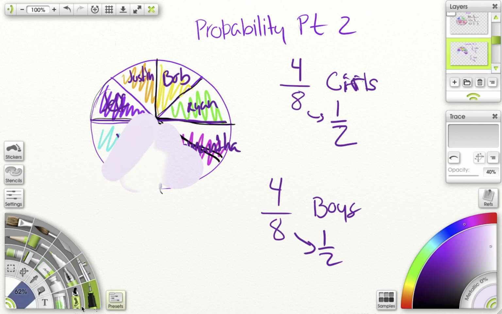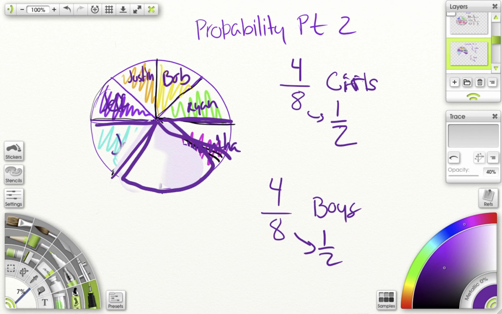There we go. And now they have much better chances of landing on a certain name because now they each have the same slice. Now you just have a blank spot. However, if I'm spinning the spinner and I'm trying to land on a certain name, it's a lot more even now.